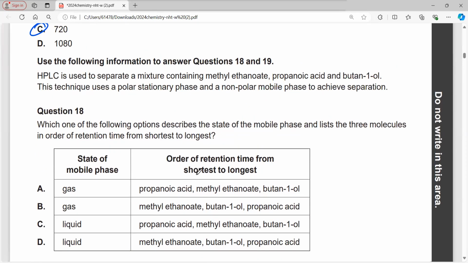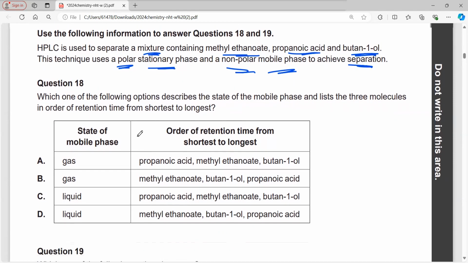So here, HPLC is used to separate a mixture containing methyl ethanoate, propanoic acid, and butanol. This technique uses a polar stationary phase and a non-polar mobile phase to achieve separation. Which one of the following describes the state of the mobile phase and lists the three molecules in order of retention time from shortest to longest? The state of mobile phase.